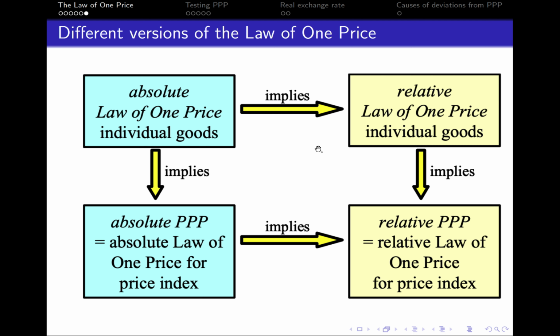But look, these implications go in one direction, because here we go from the more to the less stringent law. And we should remember that going in the opposite direction, we only get a special case of what came before. Okay, so now I hope you can see how the law of one price works. Now let's go to checking if it actually works.